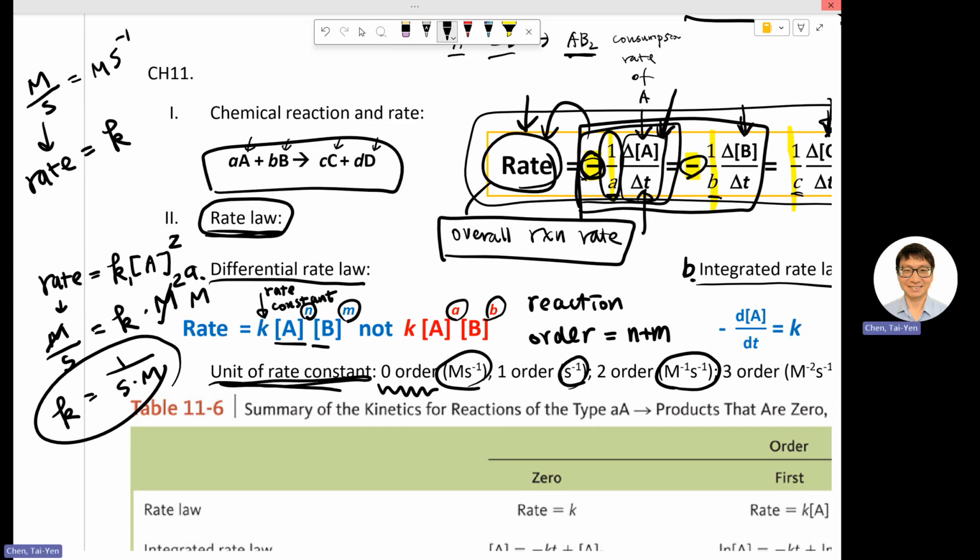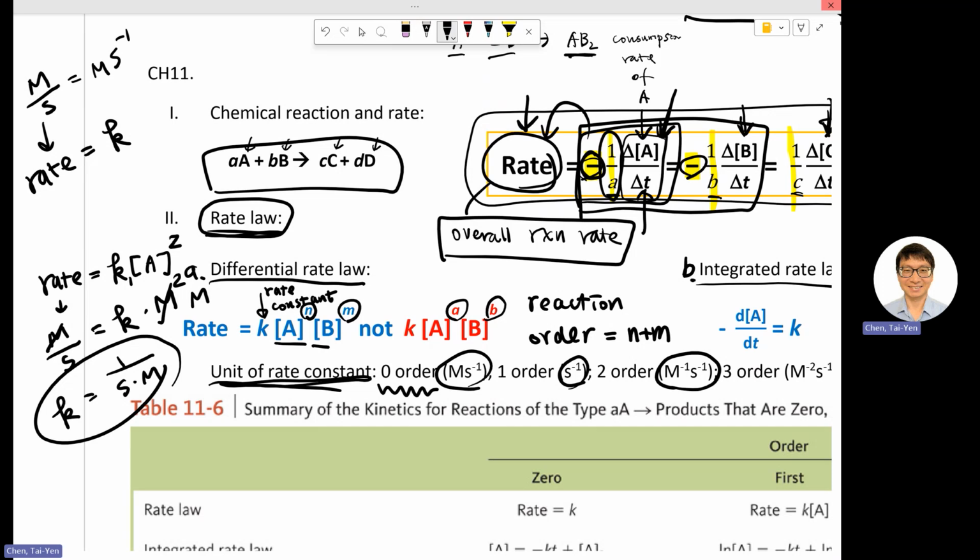Everybody follow these things? I need some response. You guys did not give me any response at all. What is the part that you don't understand? Where do you actually get lost? Yes, go ahead. Yes. Okay, you need to know how to get the unit of the rate constant.